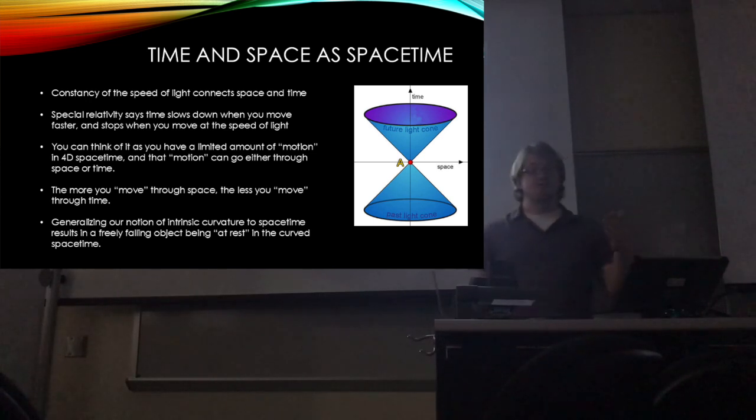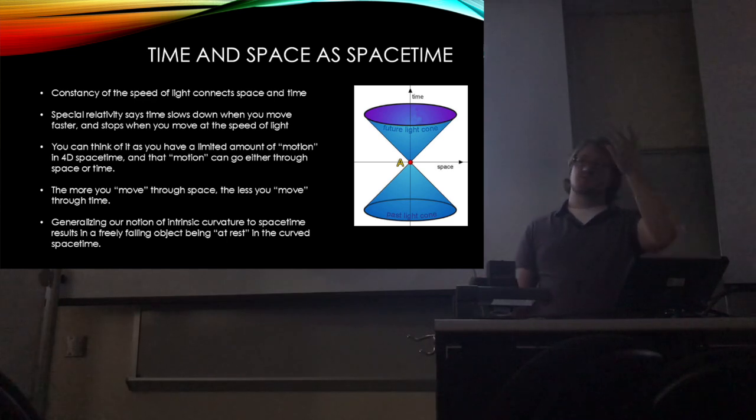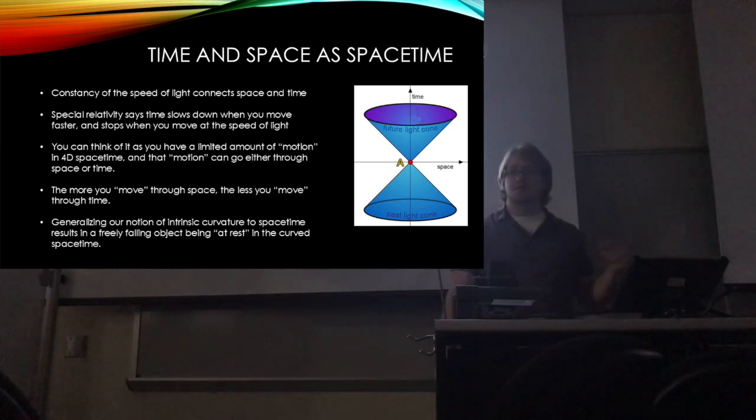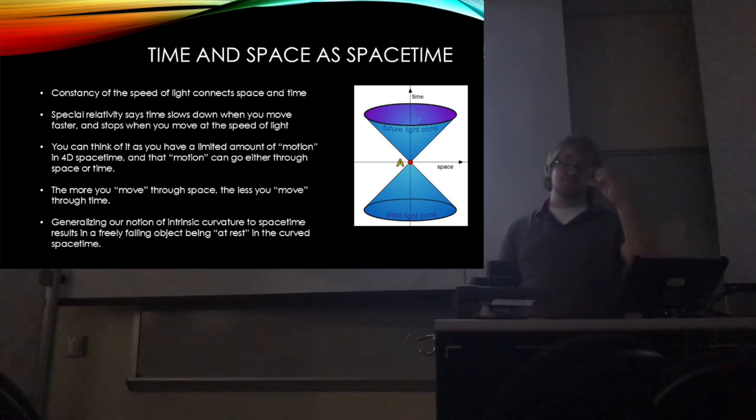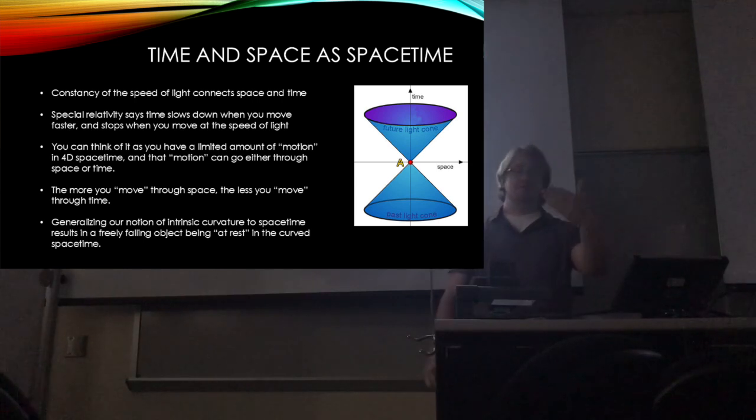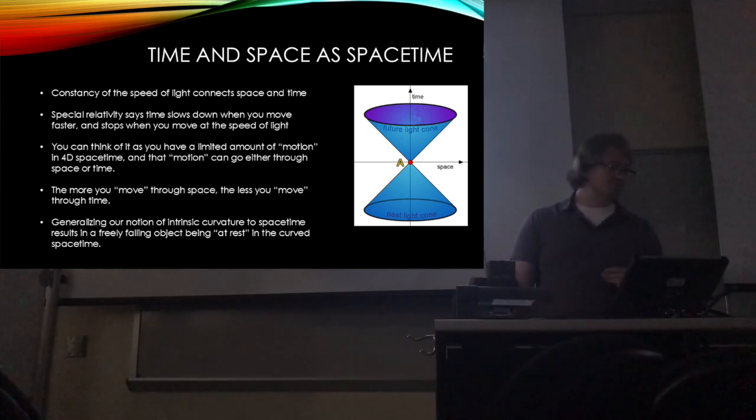If you were to move at the speed of light, time would stop at that point, which means that when a photon, say a photon's emitted from a distant galaxy and it comes through space and then hits your eyeball, that photon, from its perspective, was emitted at the same time that it's absorbed by your eye. It doesn't experience the passage of time. And so there's kind of a trade-off in this sense.